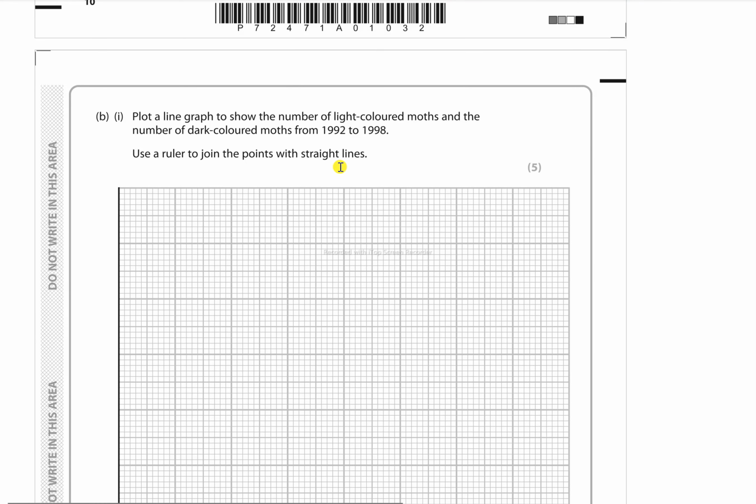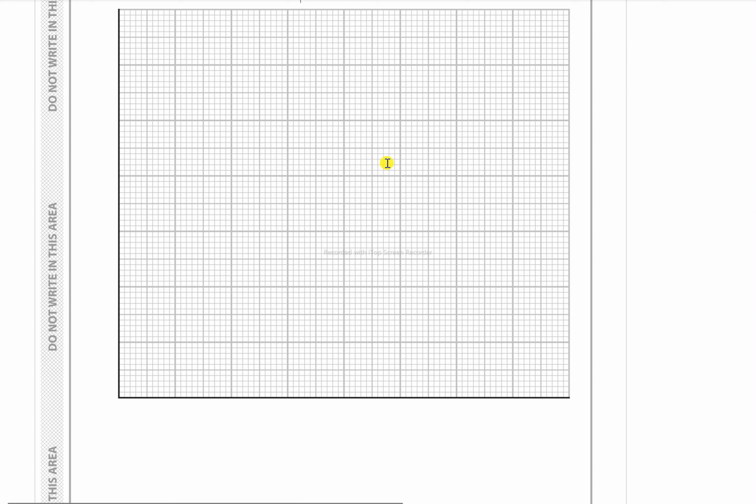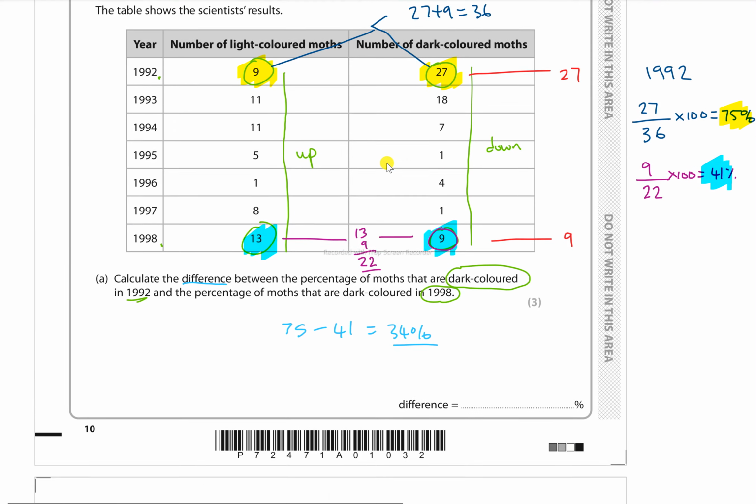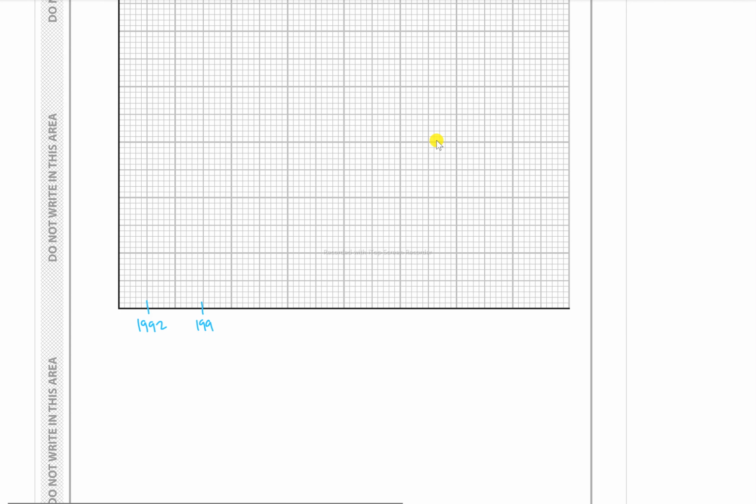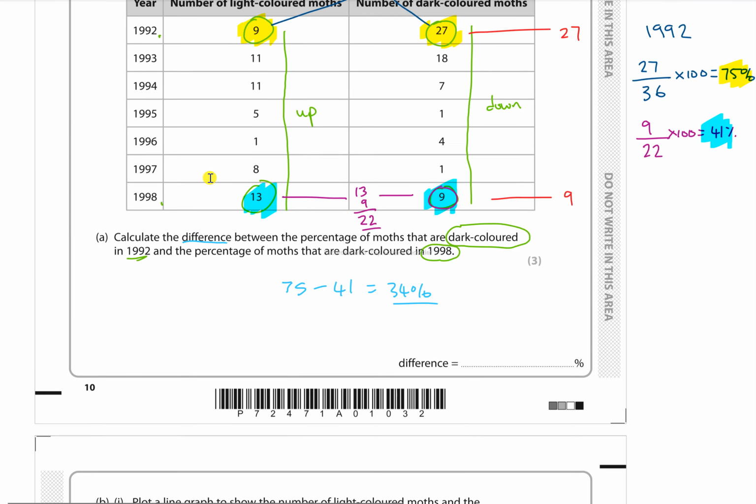Right. So we're going to do a graph, a line graph. And we're going to join it with straight lines. So we're going to go from 92 to 98. Let's have a look. If I did that as 1992, 1993, 1994. Okay, so we've done that, and we'll just put down here the year. Now we go up here, and what does it go from?